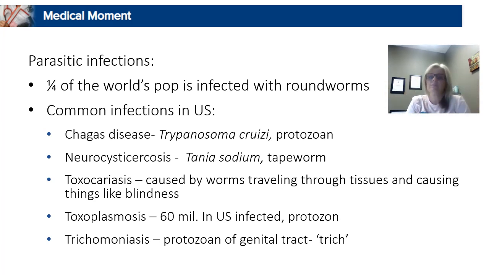Toxoplasmosis, this actually affected my mother, and I'll get into that later, my brother actually. 60 million in the US are infected. It is a protozoan, and you get it by cleaning out things like the cat litter box, so that's the main mode of transmission. Or trichomoniasis, which is definitely a very common STD. That is a protozoan of the genital tract.